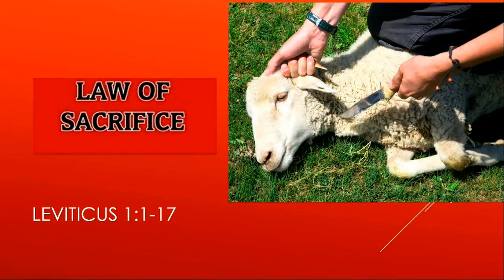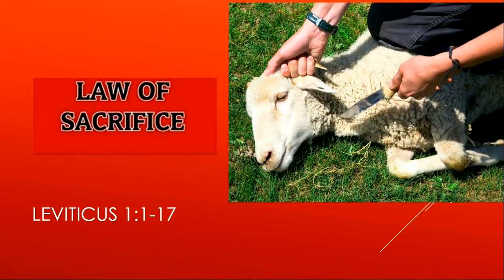So he's saying, look, if you're going to bring this offering, it has to be of the herd. It has to be of the cattle, the sheep, the goat, the lamb. Read on. Verse 3, if his offering be a burnt sacrifice of the herd, let him offer a male without blemish. He shall offer it of his own voluntary will at the door of the tabernacle of the congregation before the Most High.